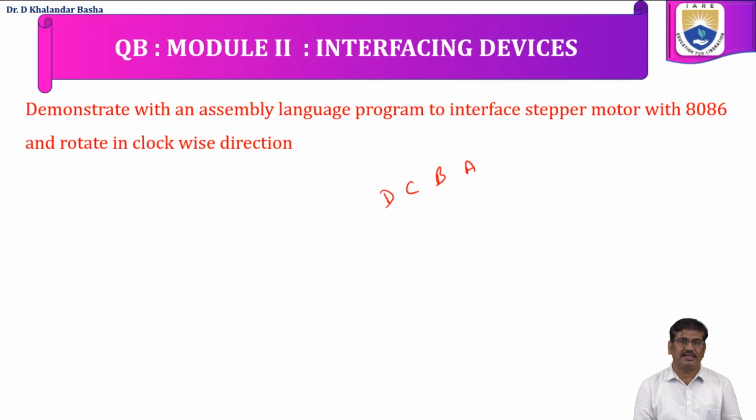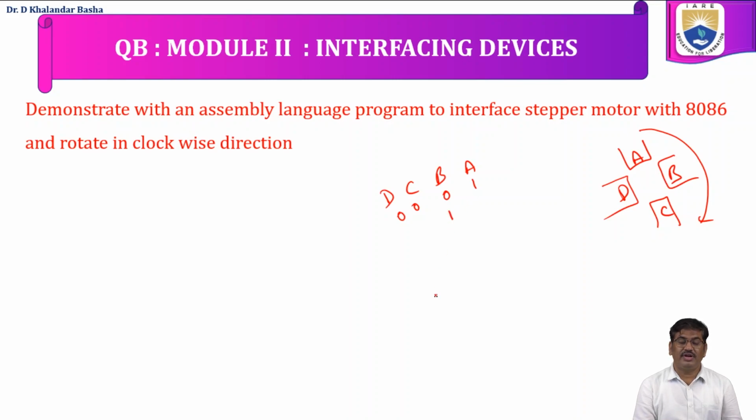Initially, we can excite any one of the windings. We can start with winding A or winding B or winding C or winding D. Suppose we are exciting winding A and the remaining windings are given as zeros. For rotating in clockwise, the windings will be like this: A, B, C, D. This is one winding each. For rotating clockwise, we will excite first A, B, C and D. Again A, B, C, D, A, B, C, D like this.